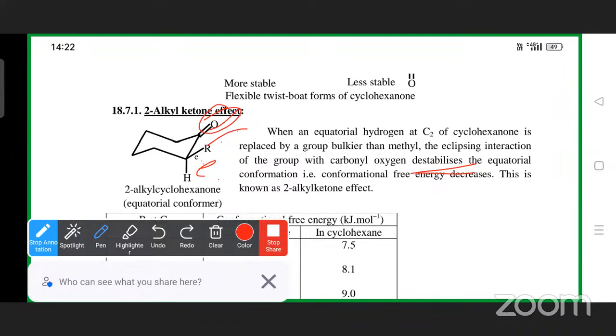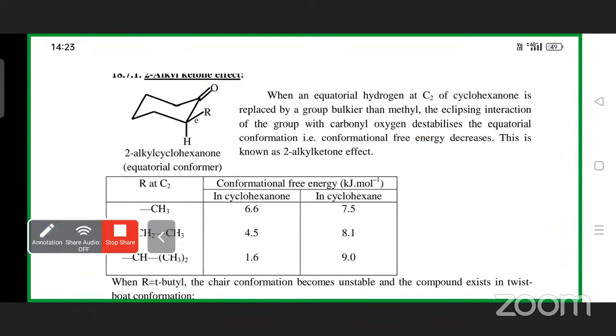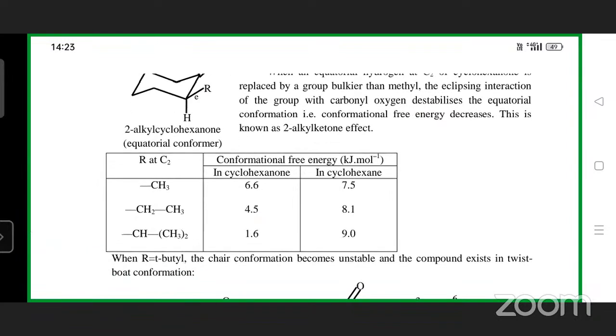And here you see there is also a gauche interaction. If you convert it into the Newman projection, you will see one gauche interaction here. So that is also one of the destabilizing factors. So the substitution of a bulky group adjacent to the carbonyl group results in the destabilizing of the conformation here. And you see the effect of substitution of various groups here.